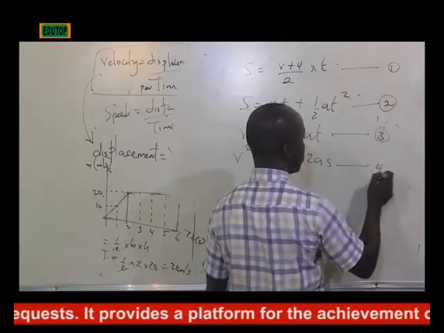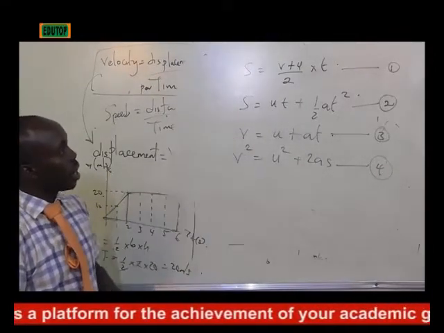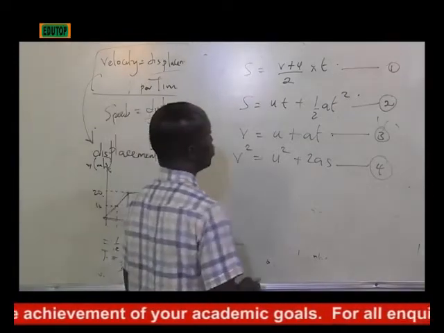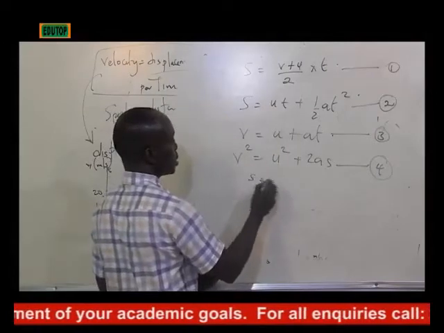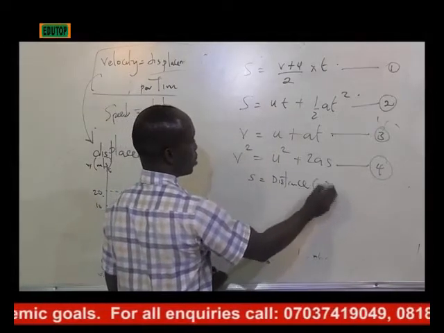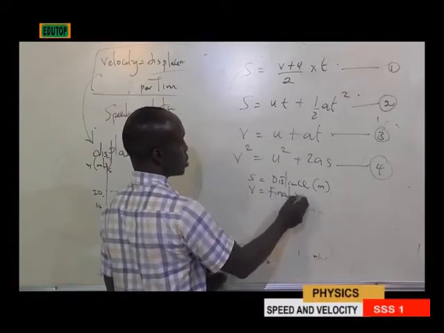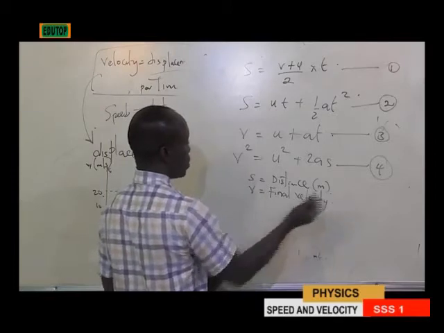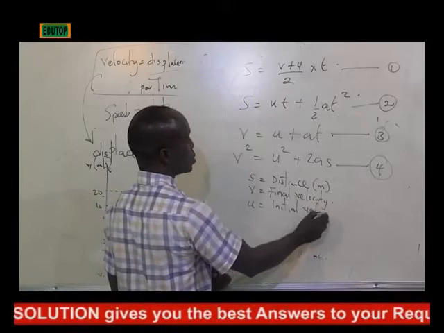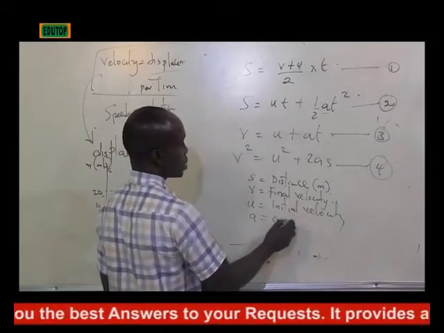They are very, very important. You have to know them and make sure you swallow them. Now, what are their parameters? What are the parameters involved? Your s here signifies your distance covered, measured in meter. Your v signifies your final velocity, while your u is the initial velocity. What else do you have there? We have your a. The a stands for your what? Acceleration.